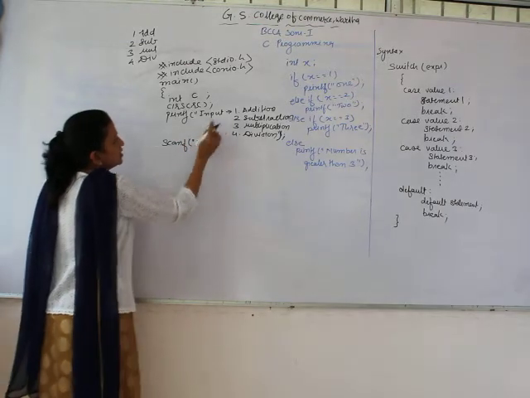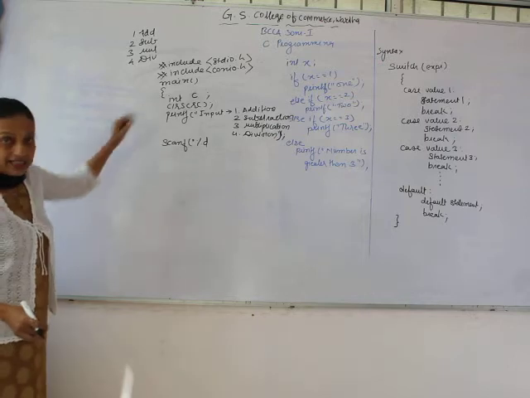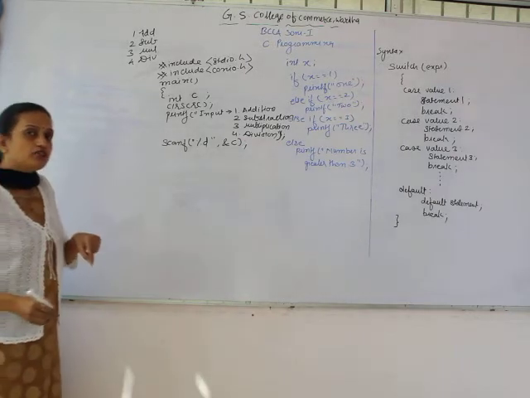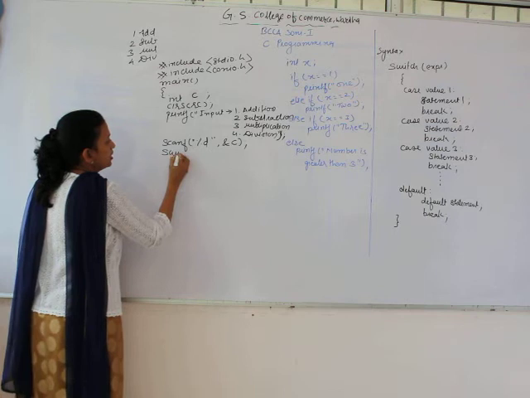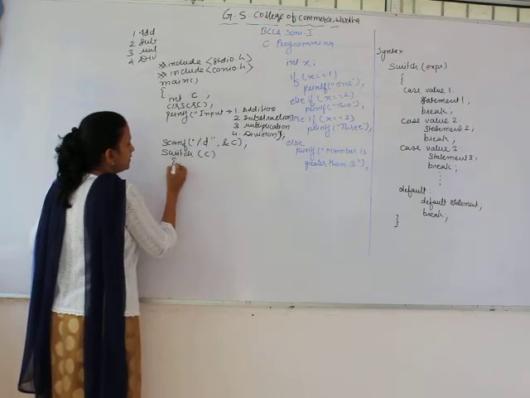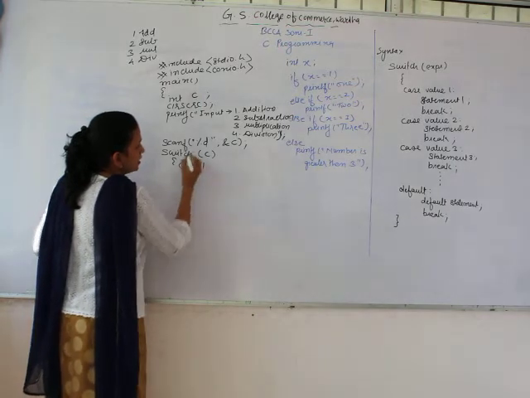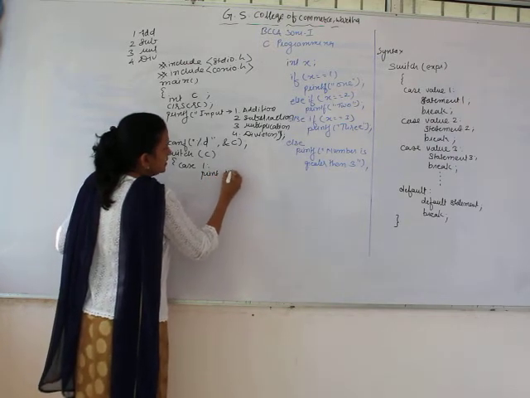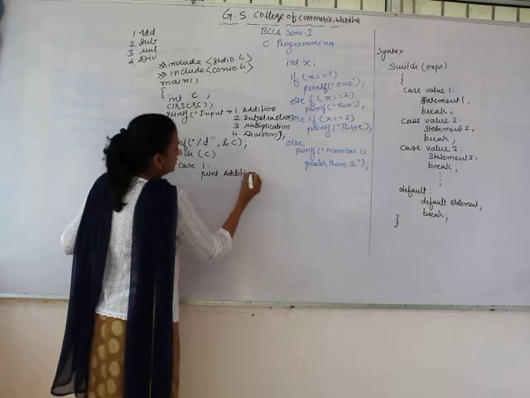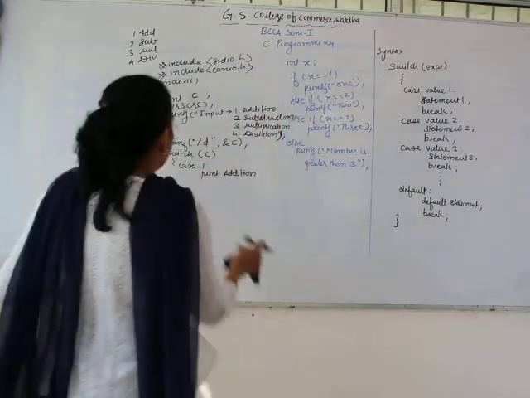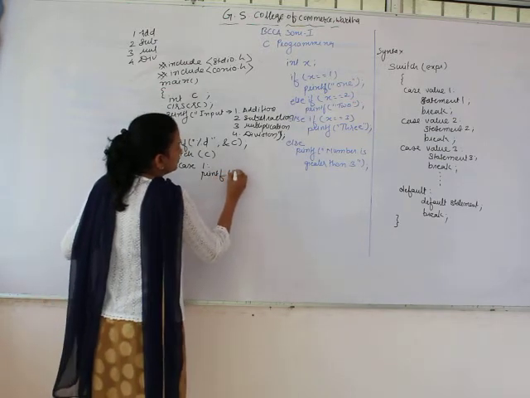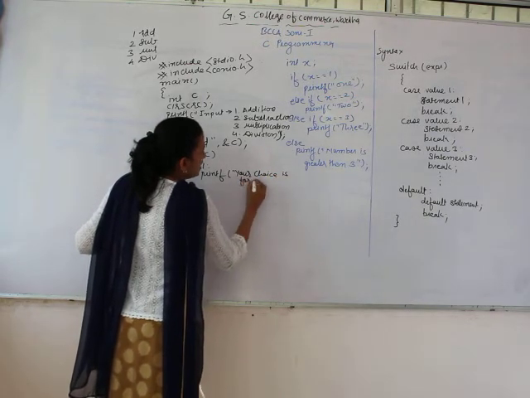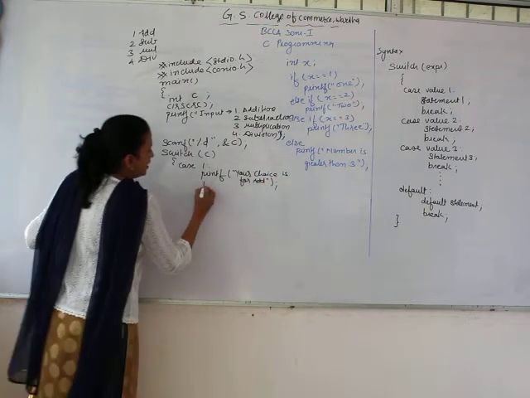So here the value of your choice is an integer value, so %d and &c. Whatever value goes into c, according to that we perform the action here. So here switch (c), case 1, so here we will say addition. So printf addition, or we can say printf your choice is for addition. Okay, break.